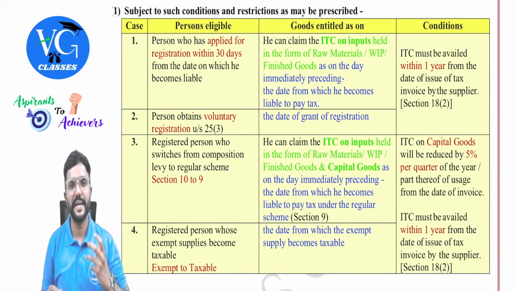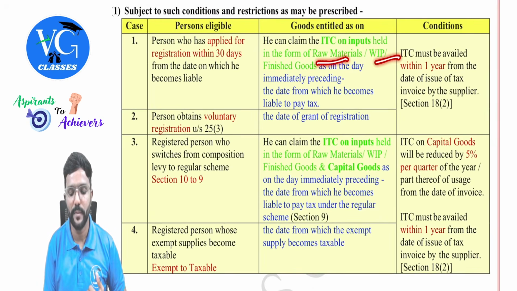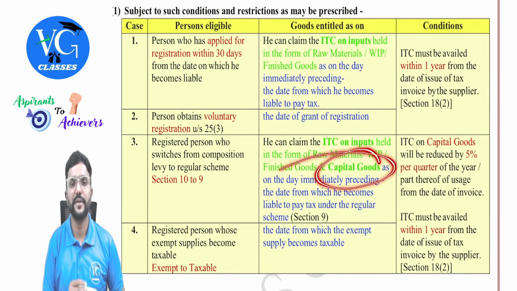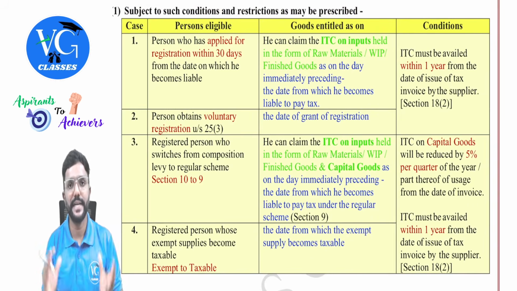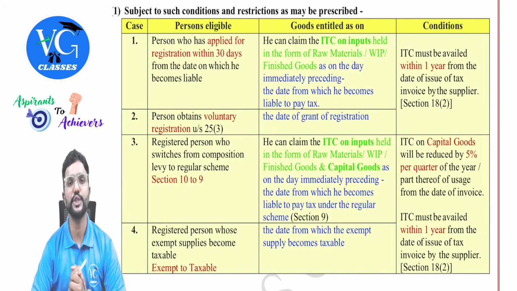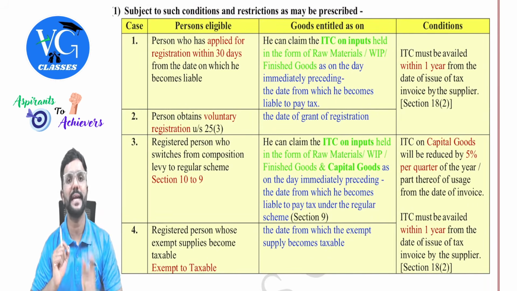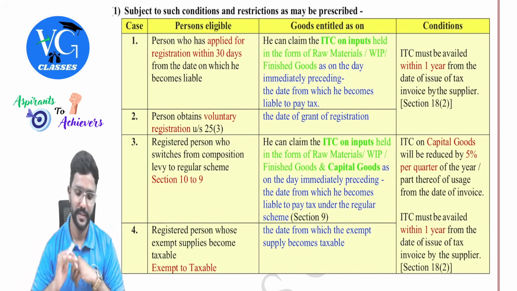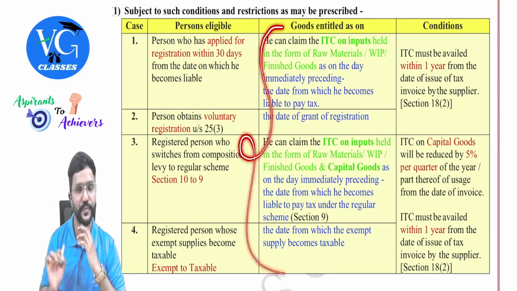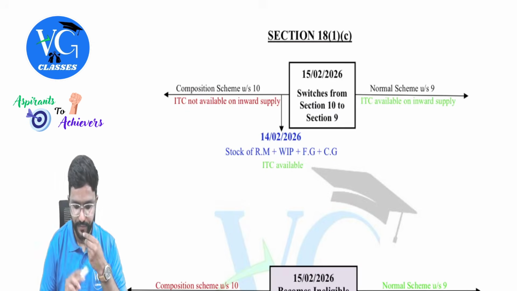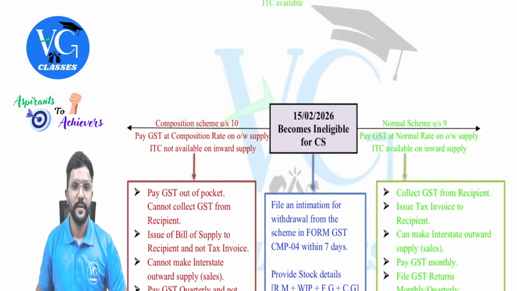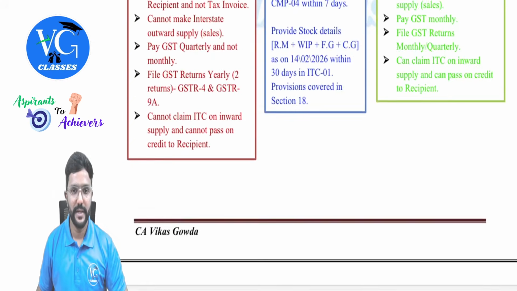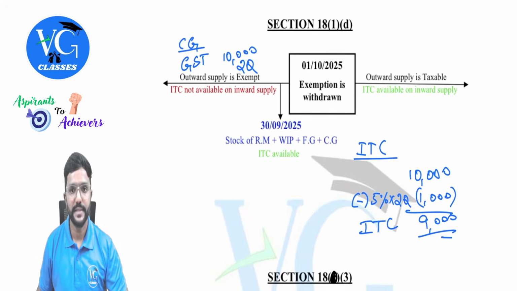So they are giving the credit on the stock of either raw material, WIP, or finished goods, whereas here, even on capital goods. So the details of all this inventory has to be given within 30 days in ITC 01. ITC stands for input tax credit. Got it? Yes, so for all the 4 cases. Okay, sure. Okay, so this I already covered in the composition scheme topic, guys. I will move forward.